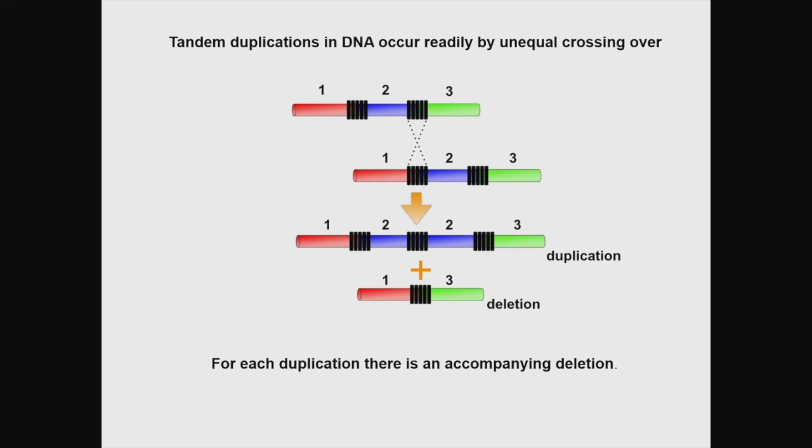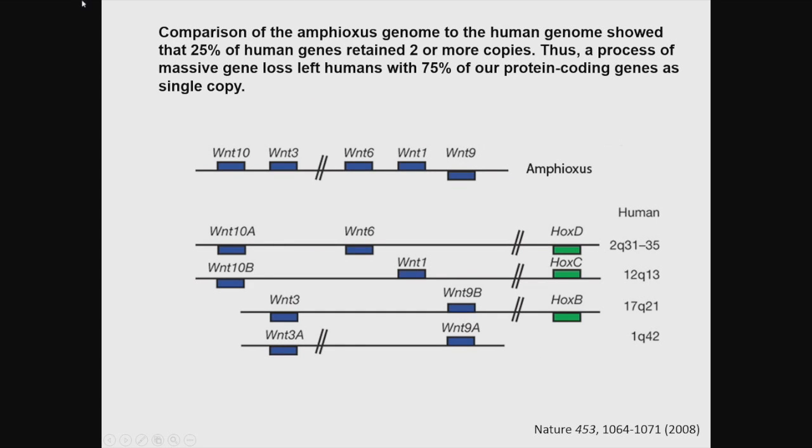So if we compare the amphioxus genome to the human genome, there's a complex of 5 genes called WNTs, which are secreted proteins, and this was copied 4 times, as you can see. But this one, WNT6, was lost in 3 of these, and the WNT1 was also lost in the other 3. So we now have a single gene. We should have 4 genes of everything, but we've shed and lost a great many genes.